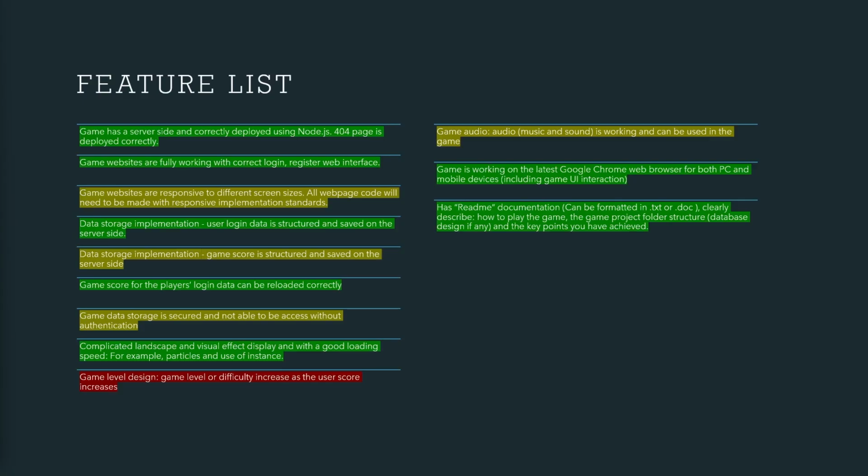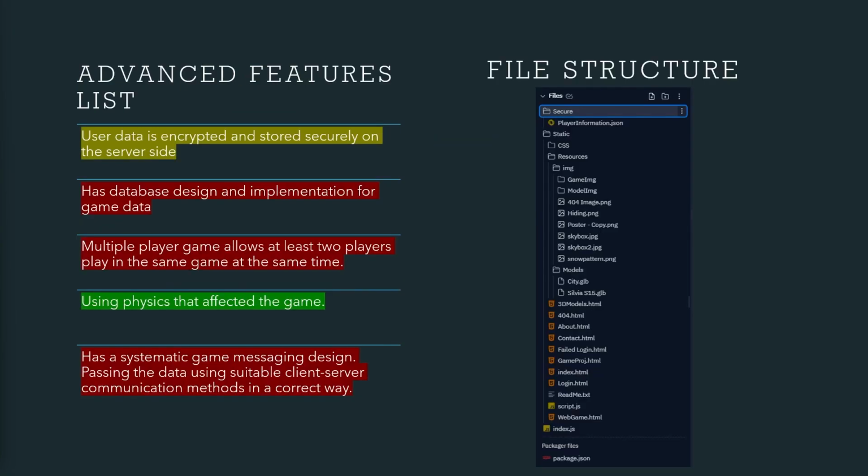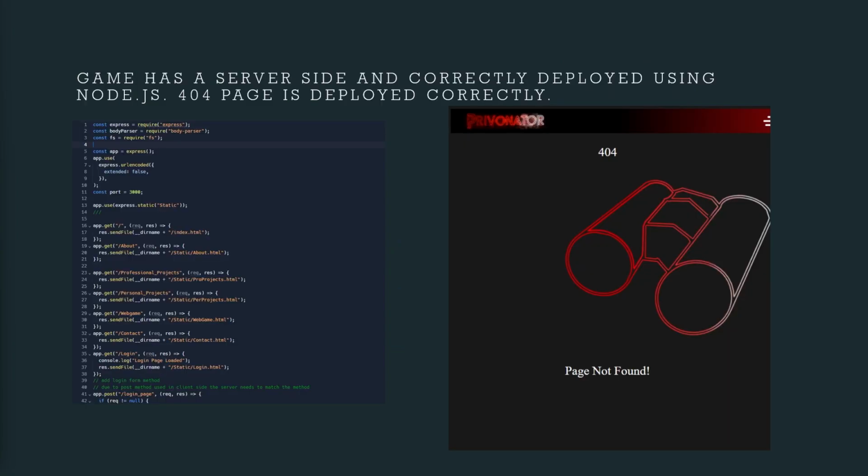This here is a feature list. It shows me what I've done in green, what has been completed, what doesn't exactly work as intended in yellow, and in red it's stuff that I haven't done. Expanding on the features list, we have the advanced features list. This shows the advanced features that were meant to be added in to improve the game, as well as expand the functionality of the submission.